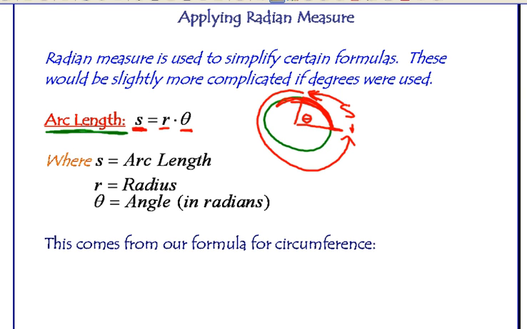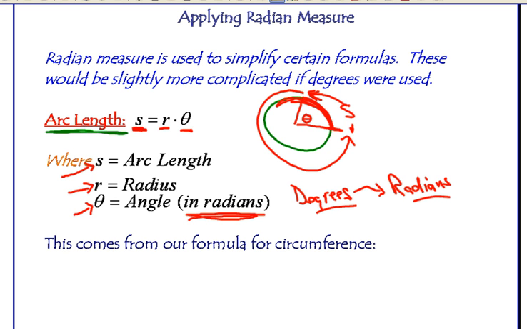S is the arc length, R is the radius of the circle, and theta is the angle. The catch for this formula is it only works in radians. So at some point we might try to trick you and put it in degrees. If you ever see an angle measured in degrees and you want the arc length, then you need to immediately switch it to radians. That was section 1. We talked about how you switch it back and forth. You know the conversion factor to switch from degrees to radians: you would multiply by pi over 180.